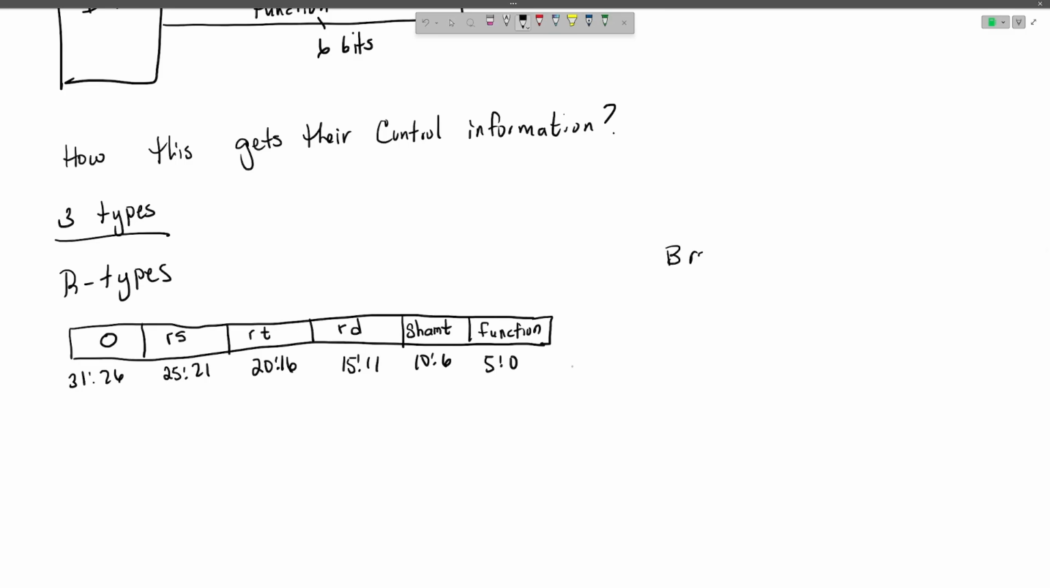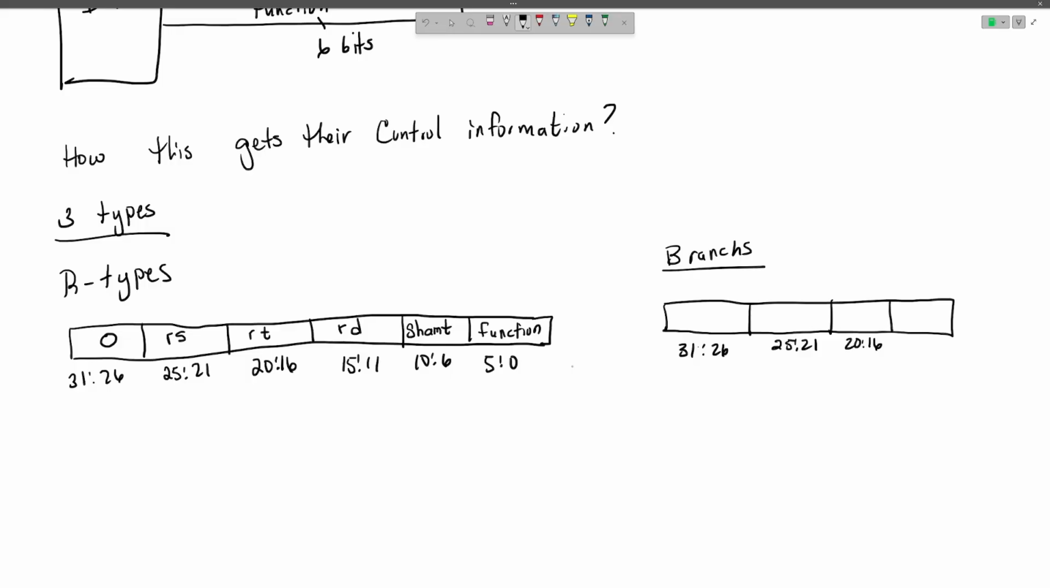And then we also have branch instructions. And that one is kind of shorter, but it also has 32 bits. So from 31 to 26, from 25 to 21, from 20 to 16, from 15 to 0, and this is always going to be a 4. This is going to be an RS, this is going to be an RT, and this is going to be an address.